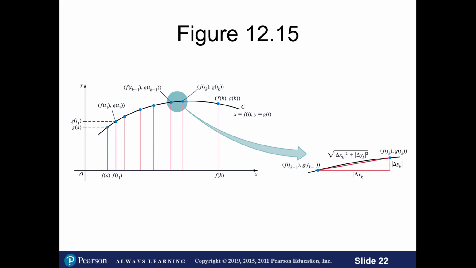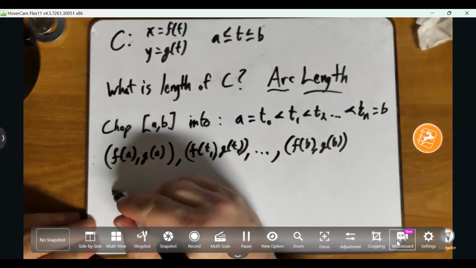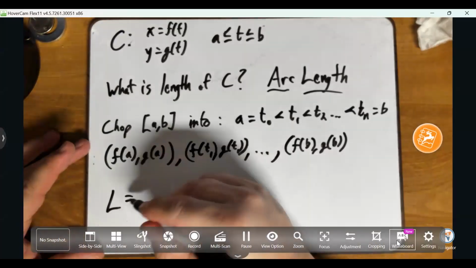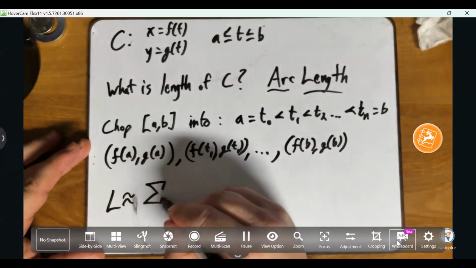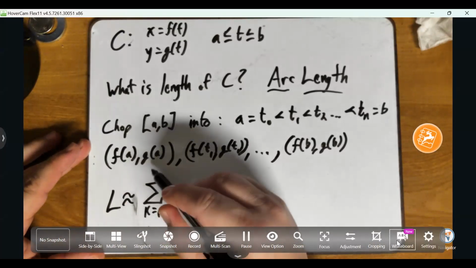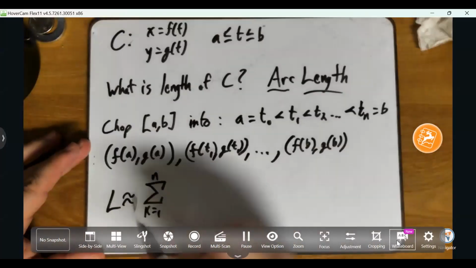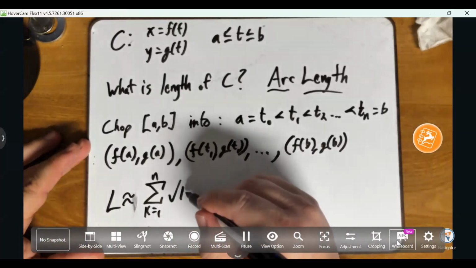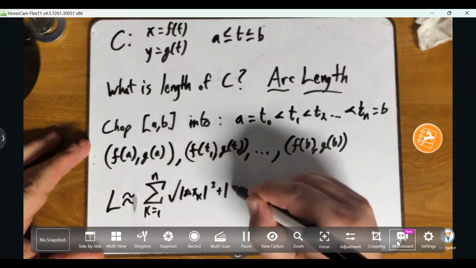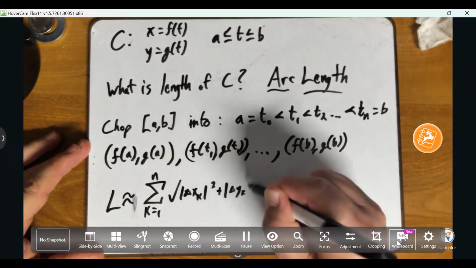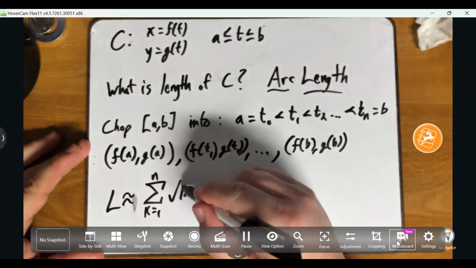So going back to our board here, the arc length that we're interested in is approximately, not exactly, but approximately equal to adding up the n pieces, the square root of delta x k squared plus delta y k squared.